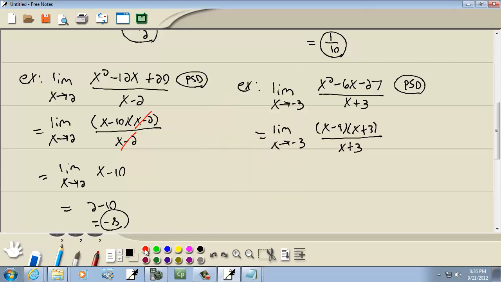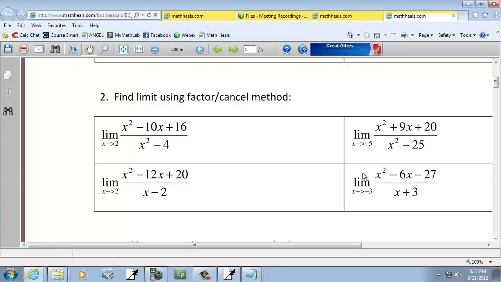Now we can cancel the x plus 3's because they're the same. And we got the limit as x goes to negative 3 of x minus 9. And now we can plug the negative 3 in for the x. Just do direct substitution. So negative 3 minus 9 gives us negative 12. And those are our answers. And last example for that problem type.